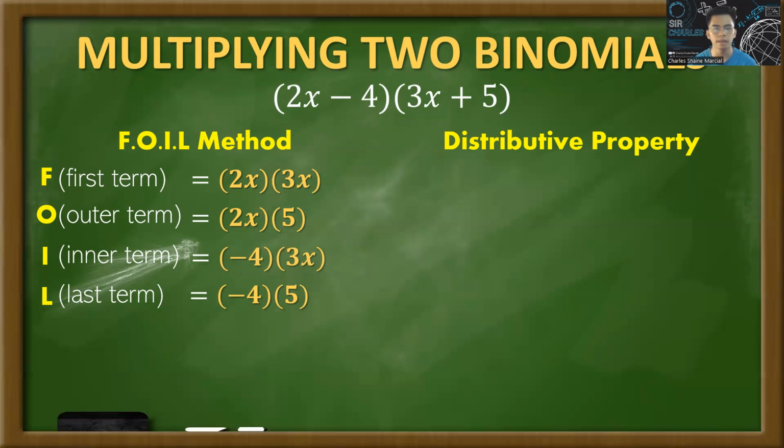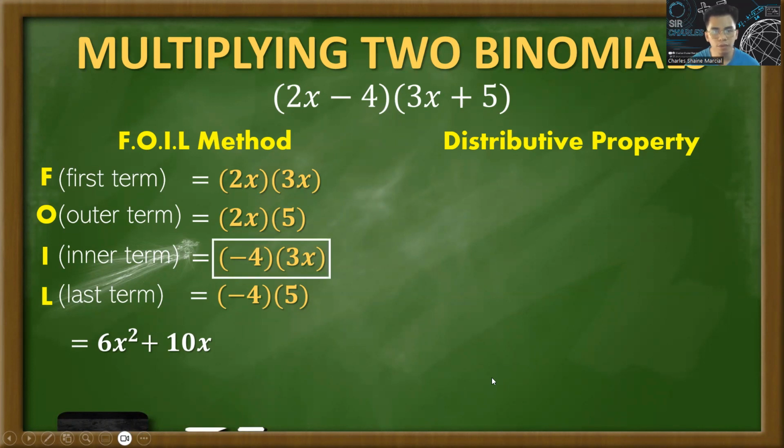And then after that, isosolve lang natin yan. 2x times 3x, that is equal to 6x squared. Paano naging 6x squared? Kasi merong invisible 1 dito sa x. So inadd natin siya, 1 plus 1, that is equal to 2. Kaya naging 6x squared. Alright, so for outer term naman, we will just multiply the bases. So 2 times 5, that is equal to 10x. Kakopy lang natin yung x. Inner term, negative 4 times 3x. Multiply negative 4 times 3, that is equal to negative 12x. Same with the last term. Negative 4 times 5, that is equal to negative 20.